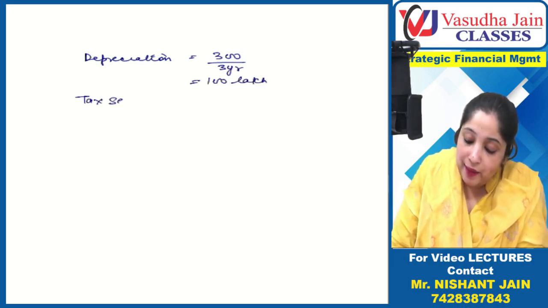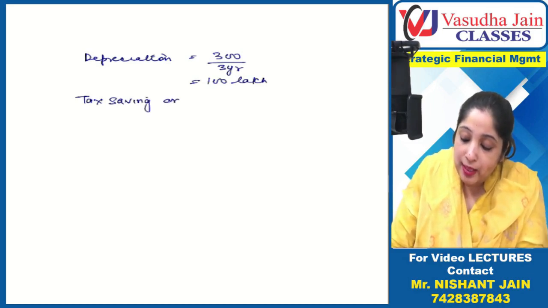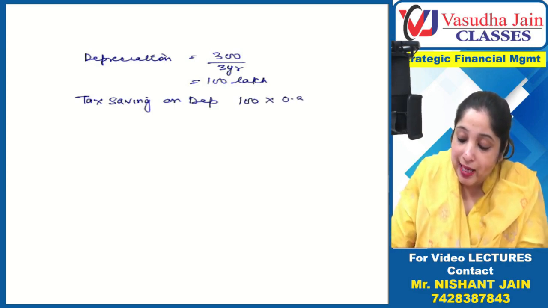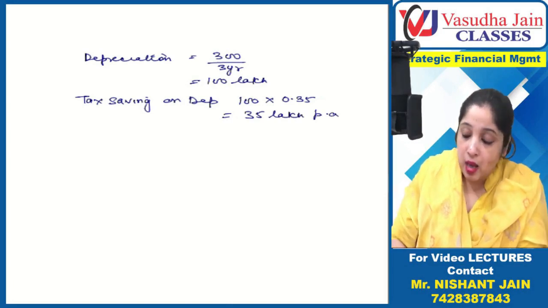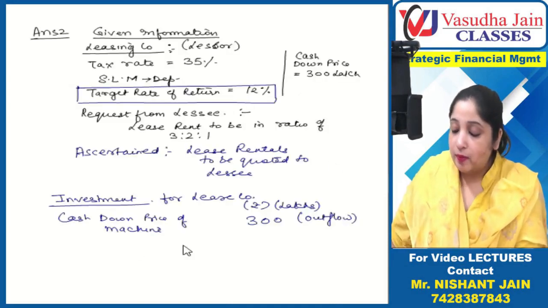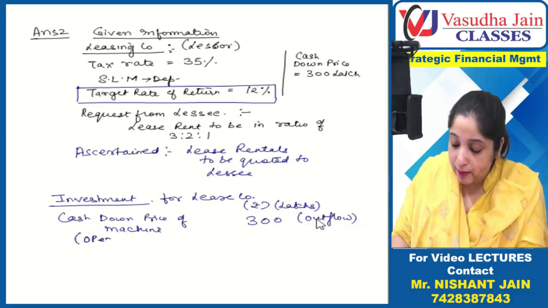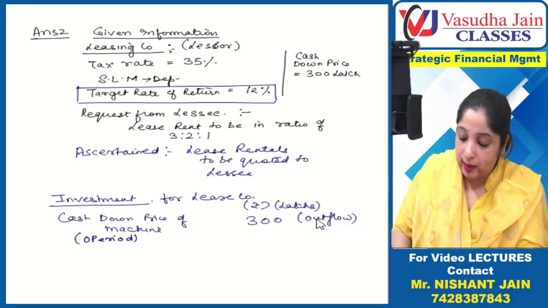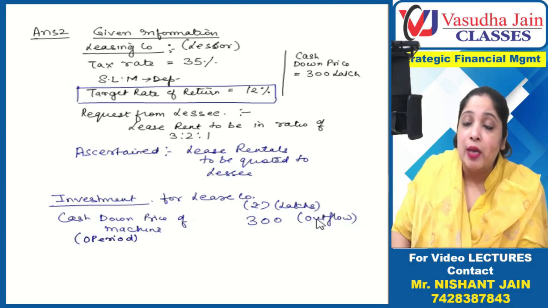What is the tax saving on depreciation? Depreciation itself is no outflow or inflow, that we know, but tax saving is an inflow. So on 100 lakh rupees, 35% tax will be saved, that is 35 lakh rupees per annum is your tax saving for 3 years, right? So now let me write here. Now this outflow is taking place in 0 period, today. The outflow is in 0 period and the tax saving inflow is over 3 years.